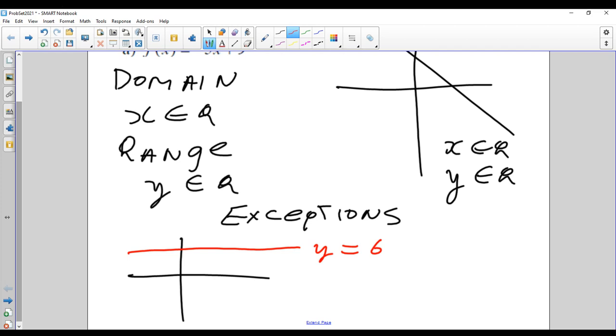Okay, let me start with the domain. What's the domain? It's x is all real numbers. But what's the range? What is the range of this flat line? He's right. It's all real numbers. It goes forever to the right, forever to the left. So the domain is all real numbers. But what's the range?